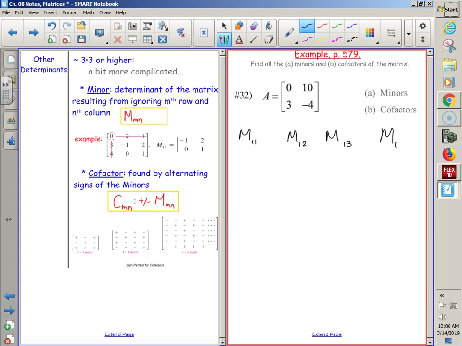Well, wait a minute. Hold on. There is no 1,3. You need to go to the second row, right? Second row, first column, second row, second column. Minor says, take whoever's there, circle him, ignore his row, ignore his column, and see who's left. All right. So circle 1,1. Who's in that spot right now? 0. Good. Ignore his row, ignore his column. Who's left? 4.